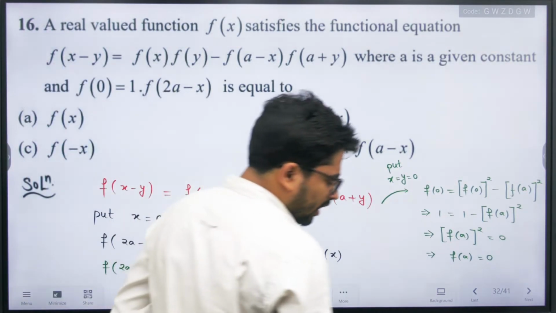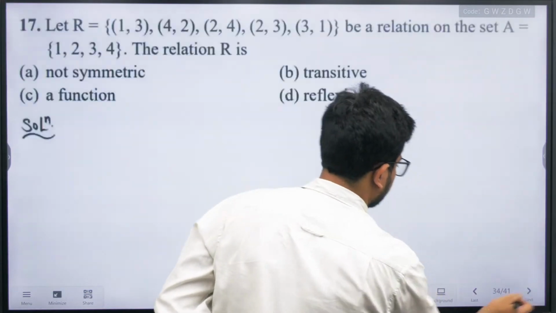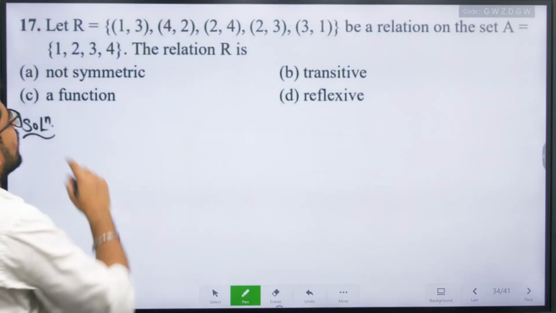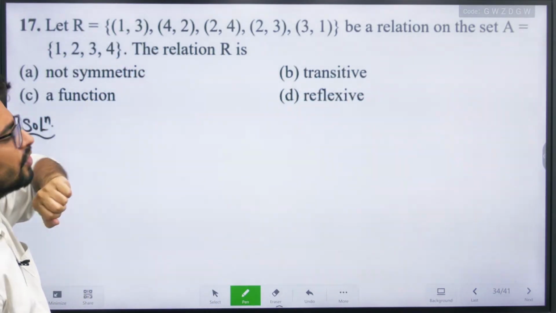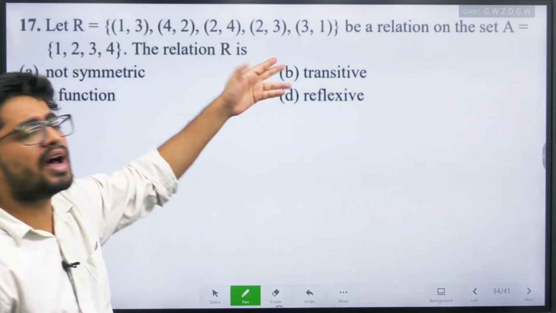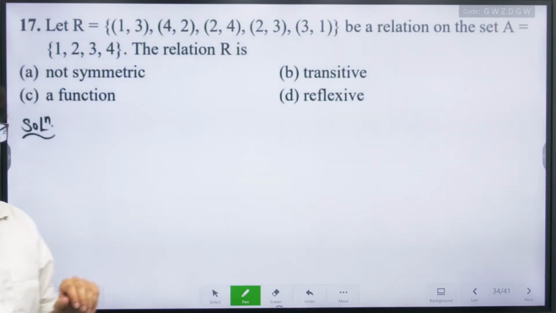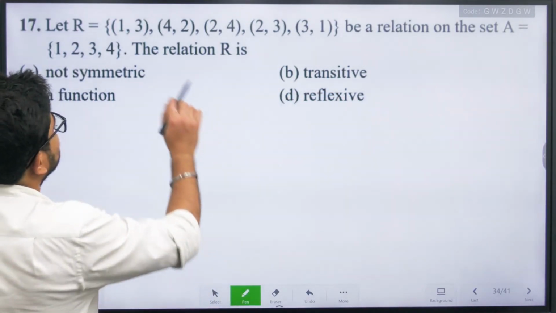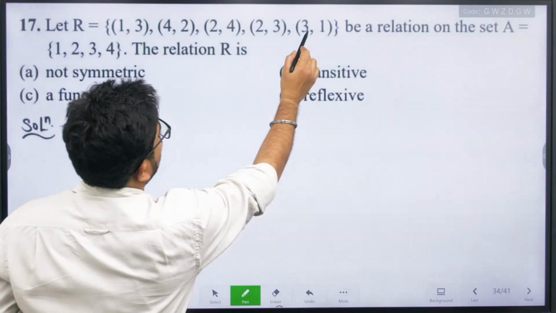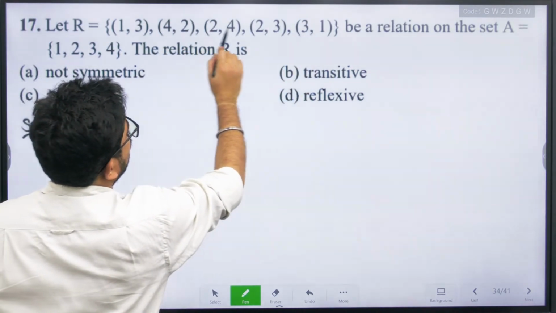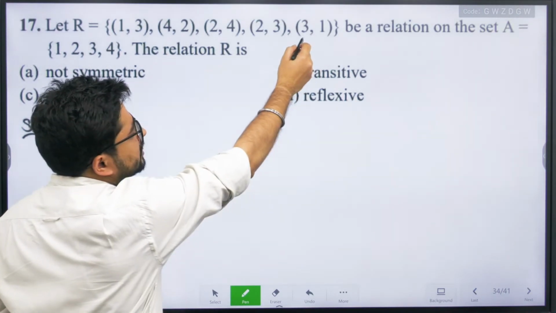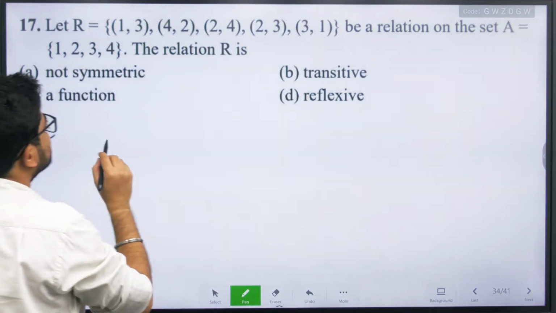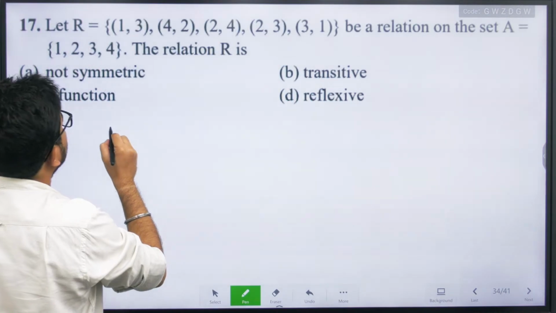Got it? Now let's do the next one. Next is here, you have some relation on the set A, where set A is 1, 2, 3, 4. You have to tell me what the relation R is. If you observe, you have (1,3) here, you have (3,1). (4,2), you have (2,4). But here you have (2,3), but (3,2) is not in your relation. So you can say (2,3) belongs to R.